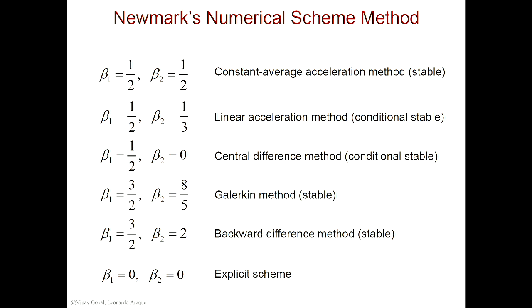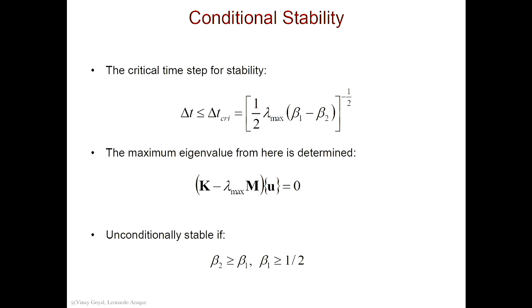An oscillatory response that does not make any sense. Unphysical response. So the critical time step for stability can be found as follows. For this Newmark's beta method, if I have the stiffness matrix and a mass matrix, and I calculate the eigenvalues of this equation here, the maximum eigenvalue drives the critical time step for stability.